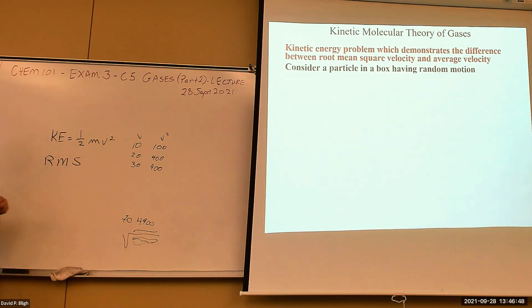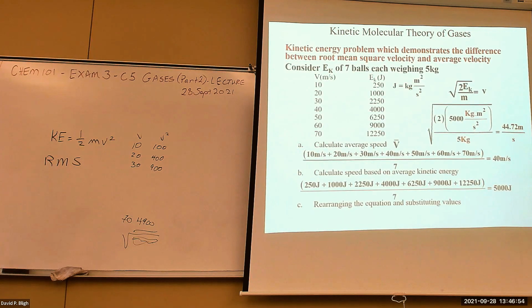If you do that, you will get this value right here. The root mean square velocity will go into this equation and give you the average kinetic energy for all those particles. Now, you've used root mean square your whole life and didn't even know it.